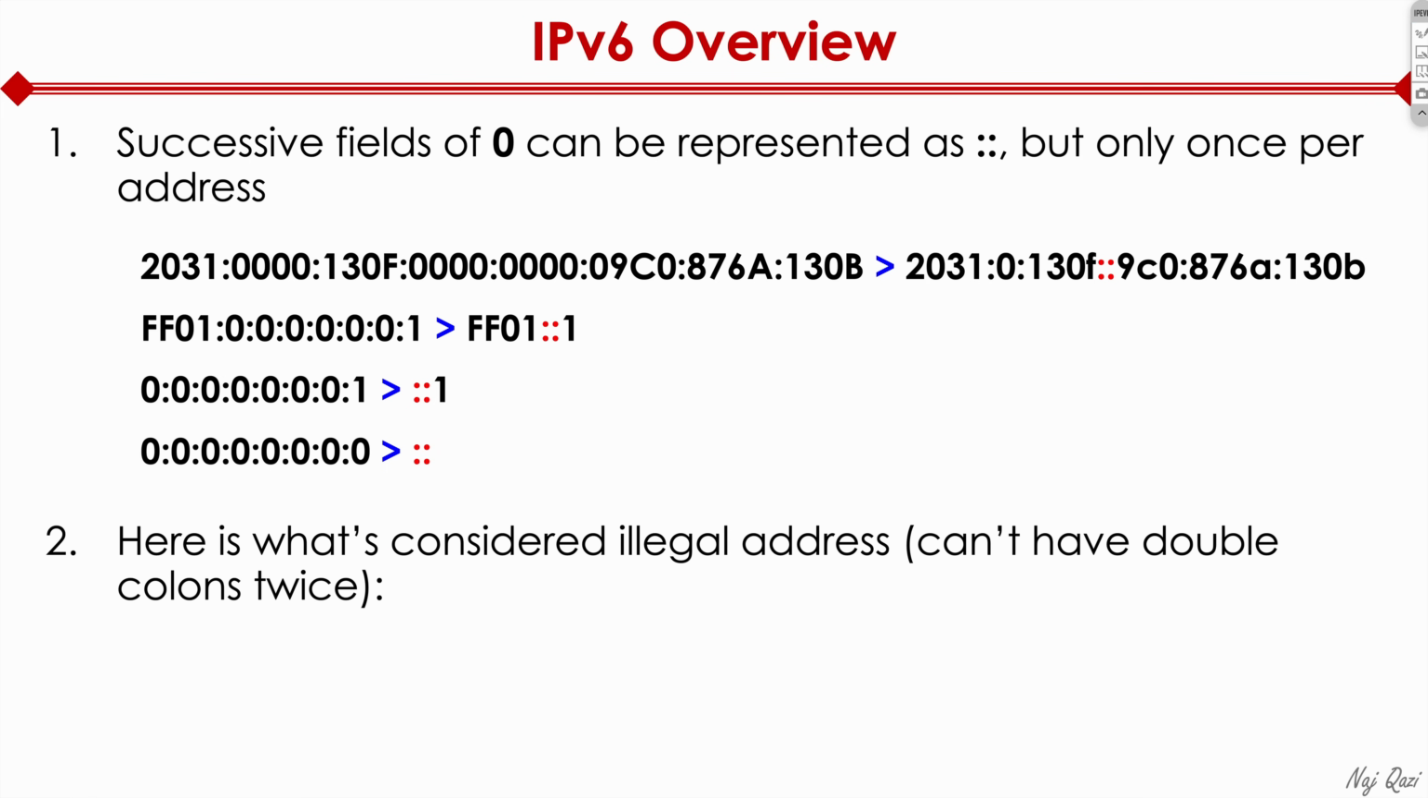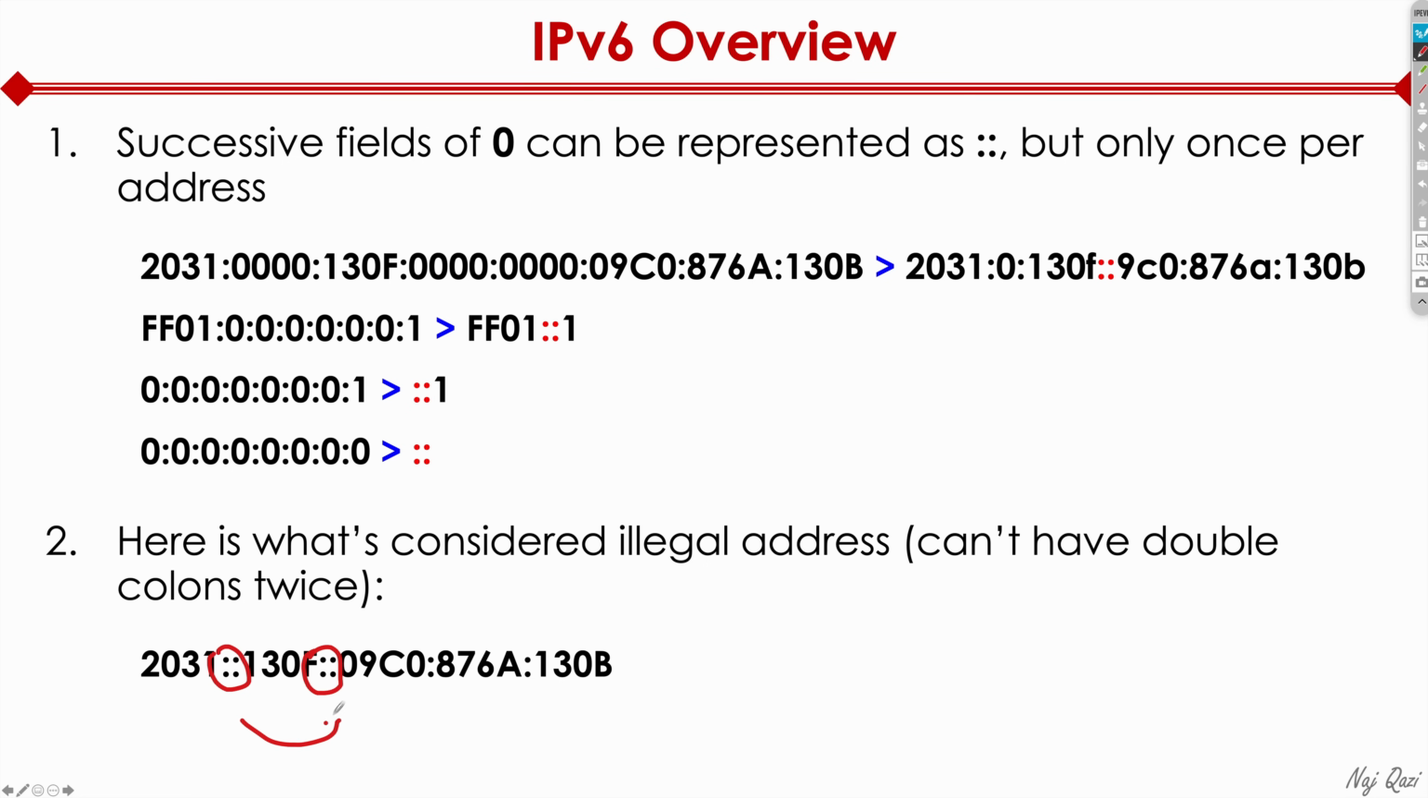However, there are a couple of things you need to keep in mind to make sure you're not stepping into the illegal realm, meaning you're not doing anything that's not allowed. So for example, you can't have a double colon twice. You can't have an address that has a double colon here and a double colon again. You cannot do that because this confuses the system, okay? You may be able to do it when you're writing it on a piece of paper, but computers will never make that mistake. And this is against the rules of IPv6 addressing. So keep this in mind because this could be a beautiful exam question to see if you really understand the rules of IPv6 addressing.